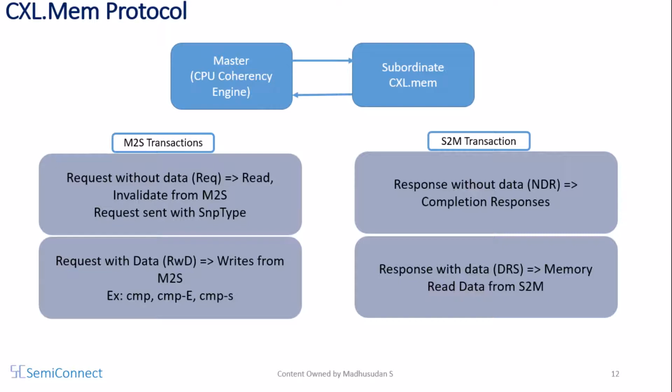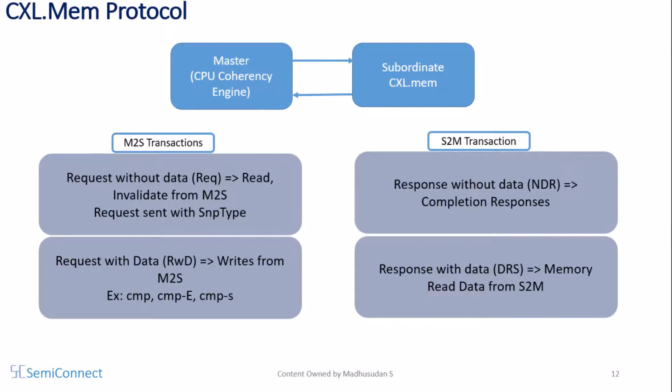They are called requests without data. It could be a read or an invalidate that goes from the master to the subordinate. All these things change the state of the cache line. It could be a request that goes from the master to read data, which will be responded with data, or there could be a response without data from the slave side or the subordinate side.